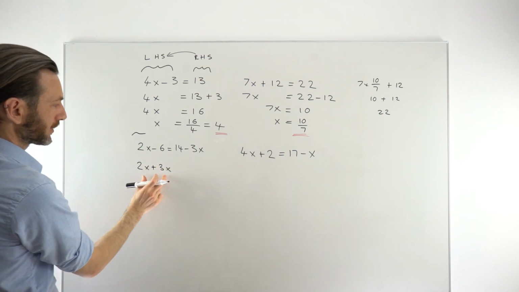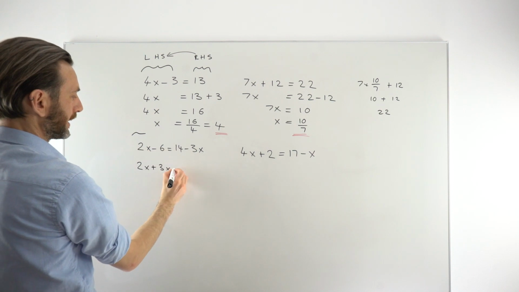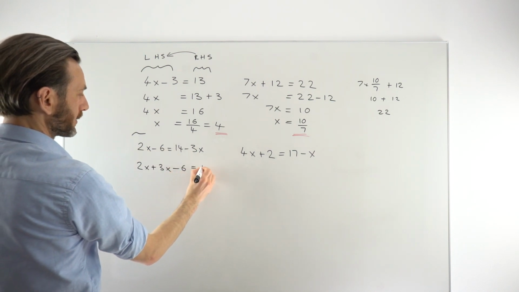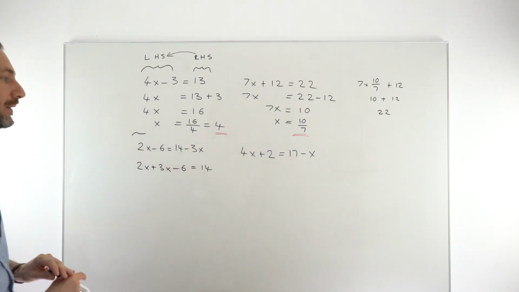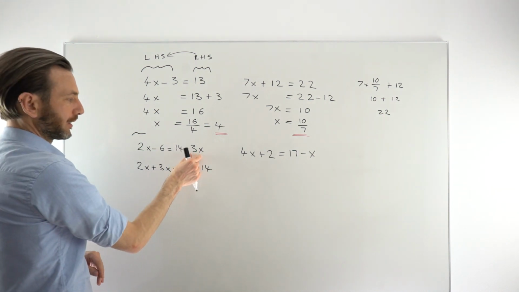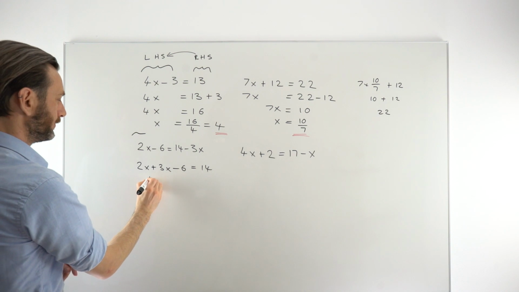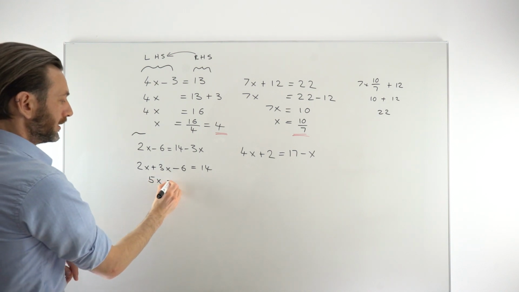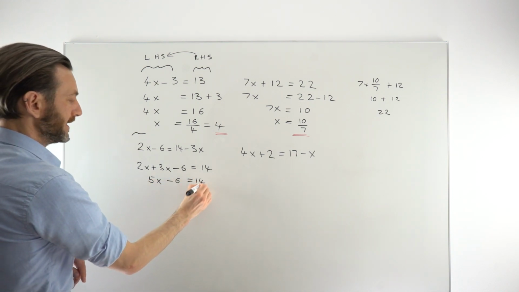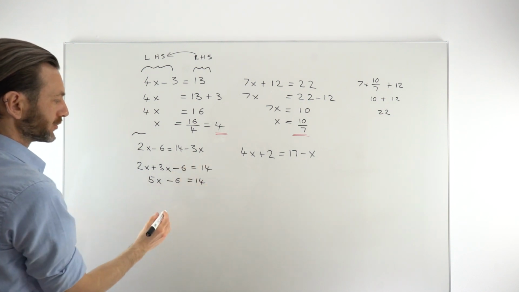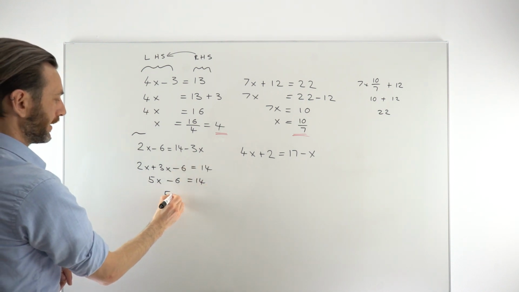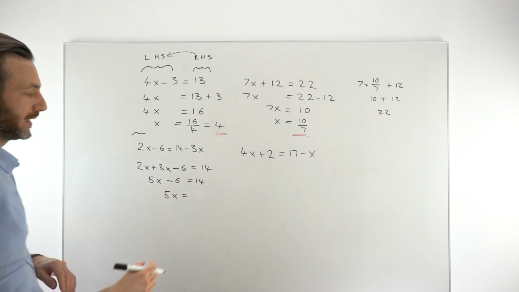I'm just going to write the 2x terms together. We'll leave the negative 6 there on the left-hand side and leave the 14 on the right. So effectively all I've done there is take that guy and move him over to the left. 2x plus 3x is 5x, minus 6 equals 14. The minus 6 we need to put on the other side, the right-hand side. So we're going to get 5x equals 14 plus 6.